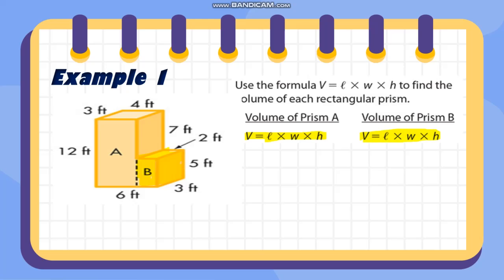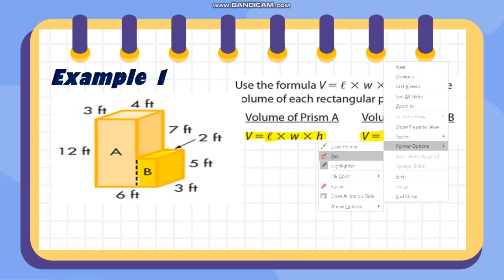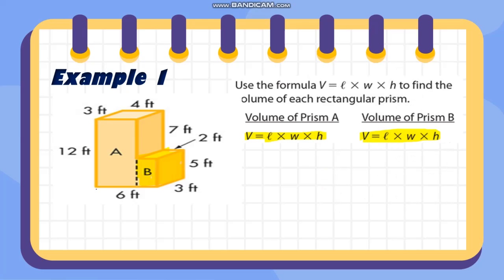Volume of prism A first. So for prism A, I have here the length from here up to here. So we're not going to use 6 because 6 is the combination of the length of prism A and prism B. Since you cut it already here, your length is from here up to here only. So that is the same with this and the same on this, which is equivalent to 4. So 4 now is your length.